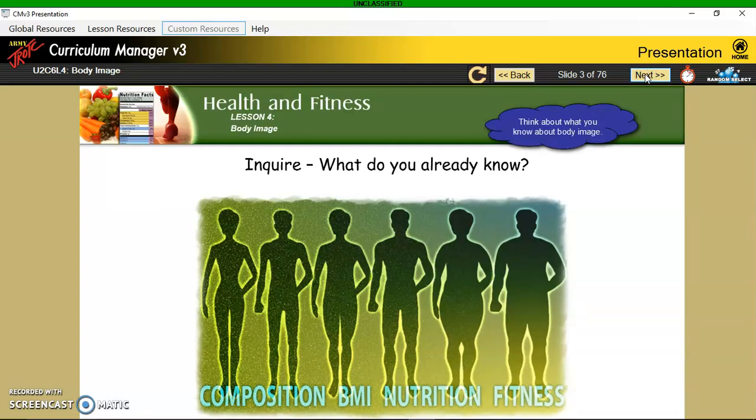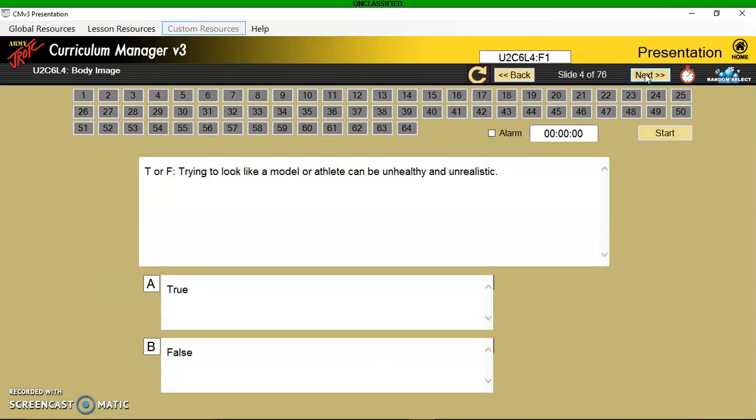Okay, so thinking about your body image, what do you already know? Let's check into that. Is it true or false? Trying to look like a model or athlete can be unhealthy and unrealistic. And if you really think about that, that's probably pretty simple. That's true. If you believe the perfect person needs to always look like a model, whether you're male or female, or that you've got to perform and look like an athlete, that can be very unhealthy. A lot of times people are sad because they feel that that's the ideal image and that they're not living up to it. So that's definitely unhealthy.